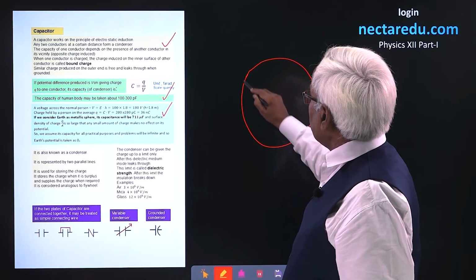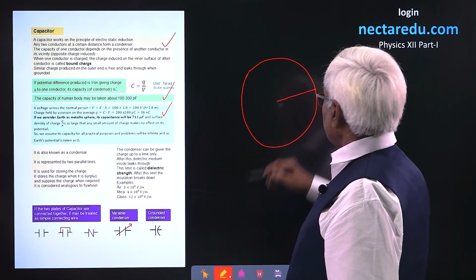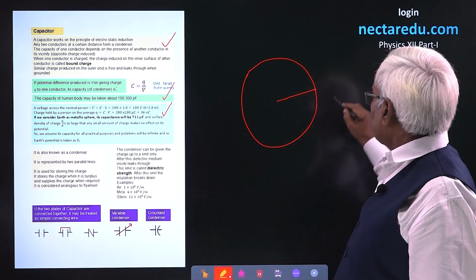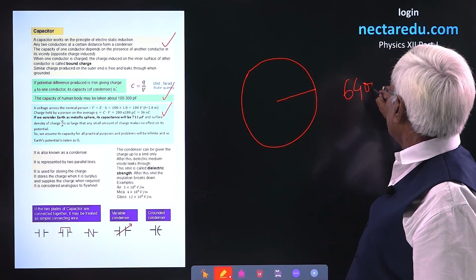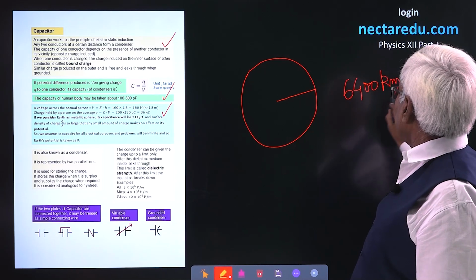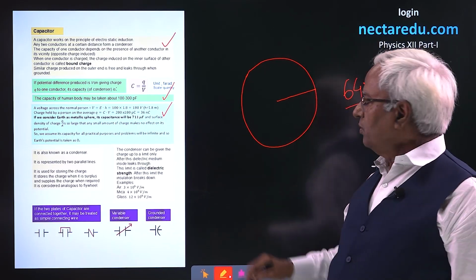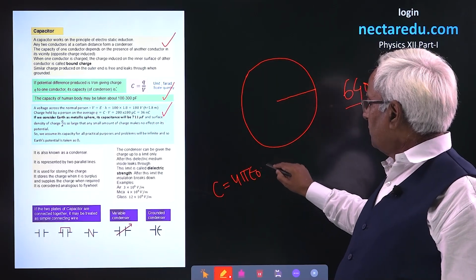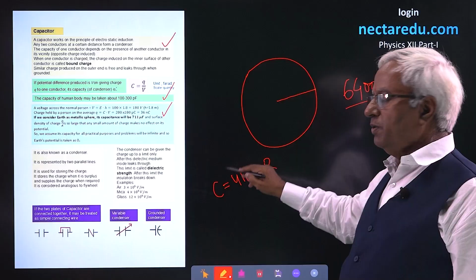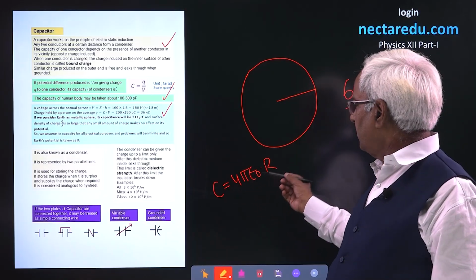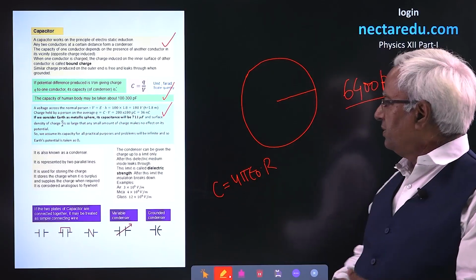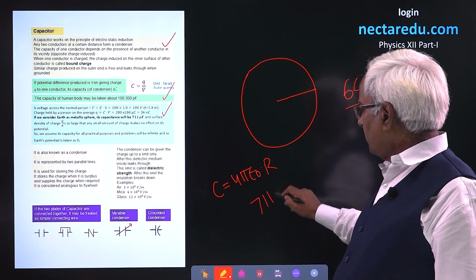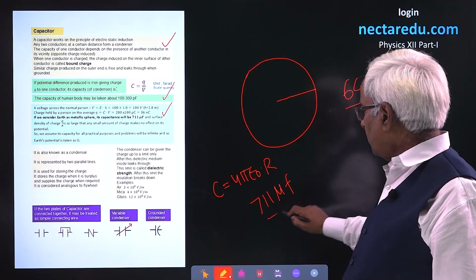If we consider the Earth, obviously it's a quite big sphere having radius 6387 kilometer. That's roughly about 6400 kilometer, the radius of Earth. And according to formula 4 pi epsilon naught into R, if you put the value, it's going to be 1 upon 9 into 10 to the power 9, and you multiply it. Then you'll find the capacity about 711 microfarad.